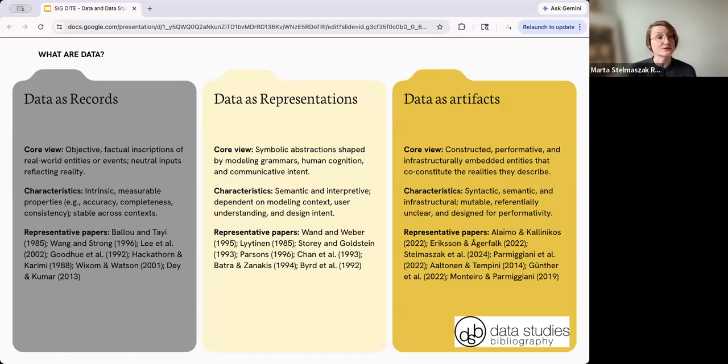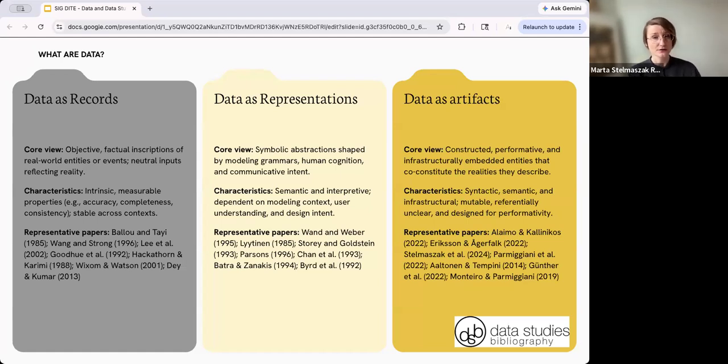Another view that we identified is this view of data as representations. So in here, scholars focus much more on perhaps the relationship between the data and the phenomena they stand for, and they say that's something interesting, right? That we need to really understand how data come to represent things in the world. So they look at the semantics or meanings of the data, how data are always interpretations of the world, how they depend on the context within which they are created, what's the user understanding that goes into creating a data point, what is the design intent, so what the data were created for, and so on.